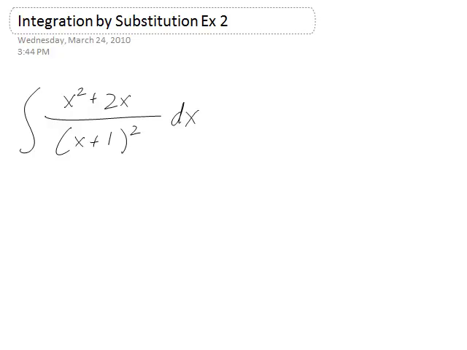So let's look at some more complicated substitution problems. Like this one, the integral of (x squared plus 2x) over (x plus 1) squared dx. If you look at this x plus 1, it's inside a larger (x plus 1) squared. So one obvious thing to do is to let u be equal to x plus 1. And so that would mean that du/dx is 1. So that means dx is equal to du over 1, or dx is du.